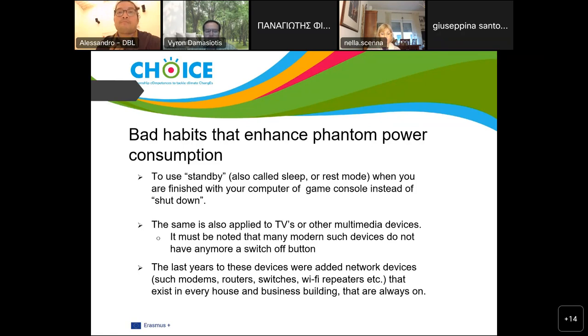In the last years, network devices such as modems, routers, switches, Wi-Fi repeaters, or other network devices that we have in our homes were added to these IT devices, in order to be online and have a connection to the internet on other devices. And these devices are always on.